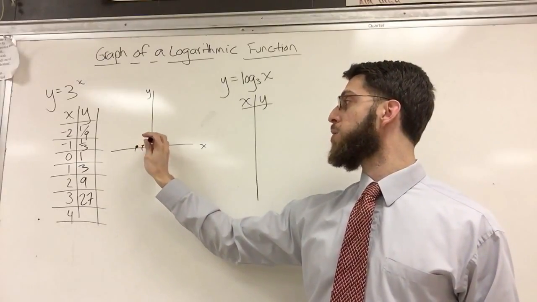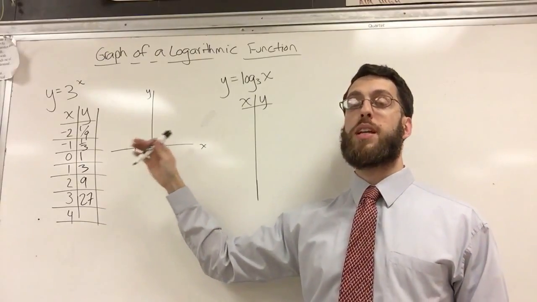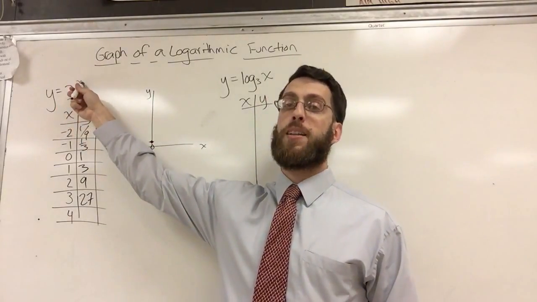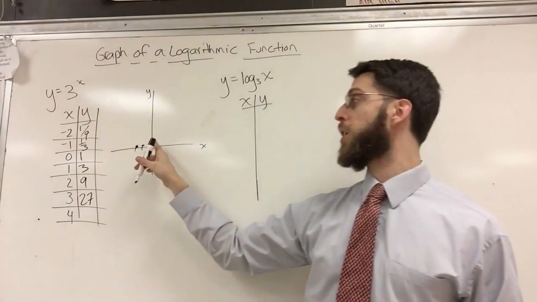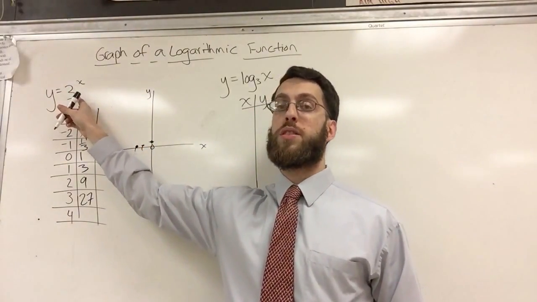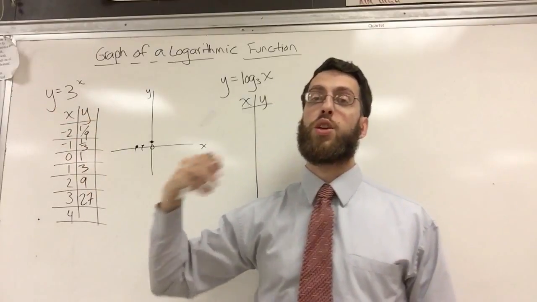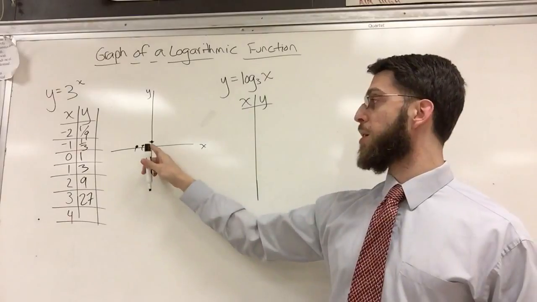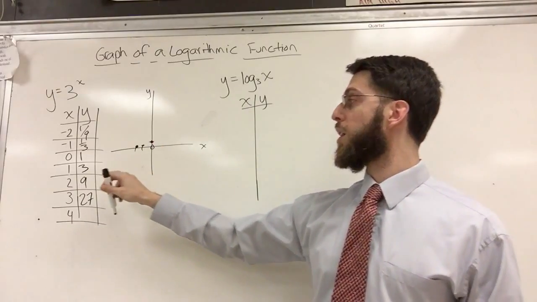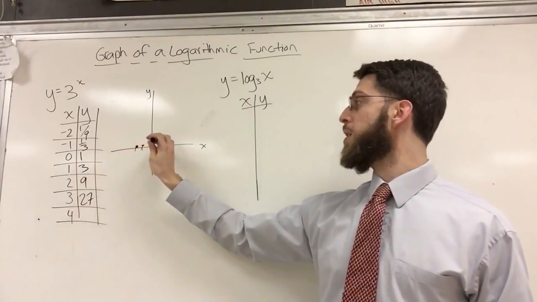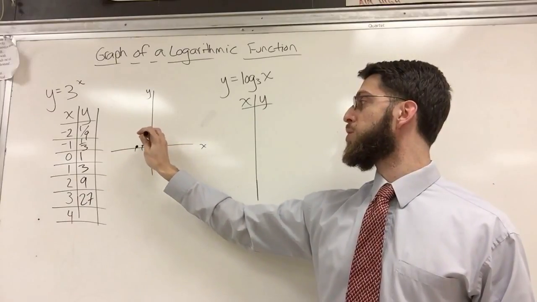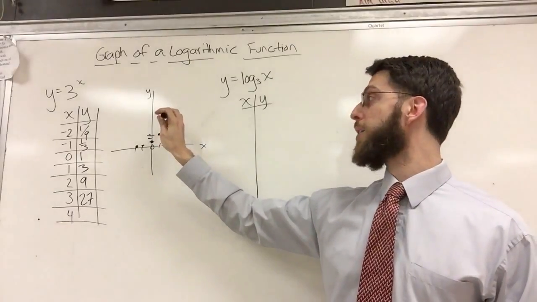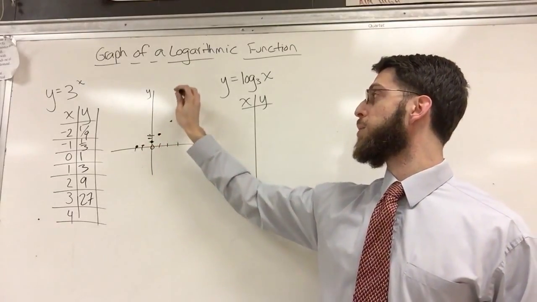Now 0, 1 is usually a very popular point because anything to the 0 is 1. So usually, no matter what the base is, when I have a 0 exponent, I'm going to get 1 here. The only time I don't get 1 is if there's a coefficient next to the base, like your initial investment when I was talking about compound interest. So this number is the initial number. 1, 3 is here. 2, 9 is going to be a lot higher, and 3, 27 is going to be really high.